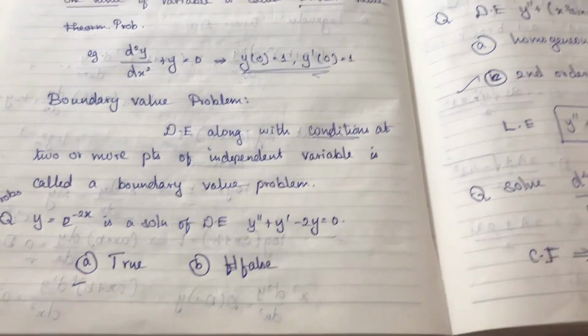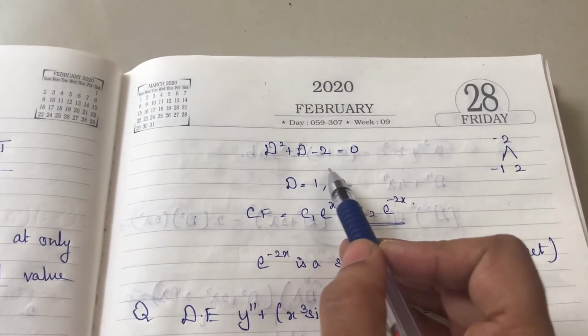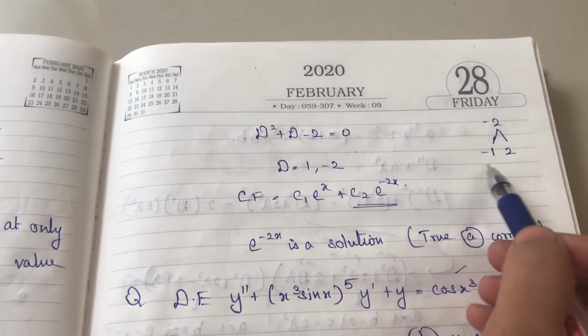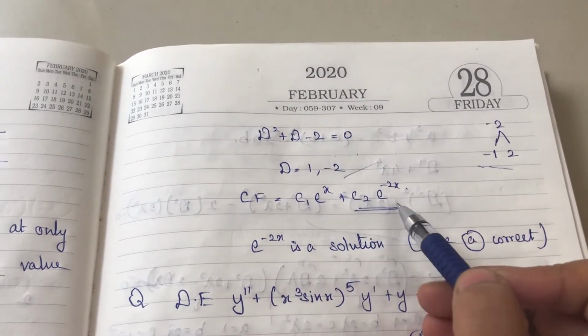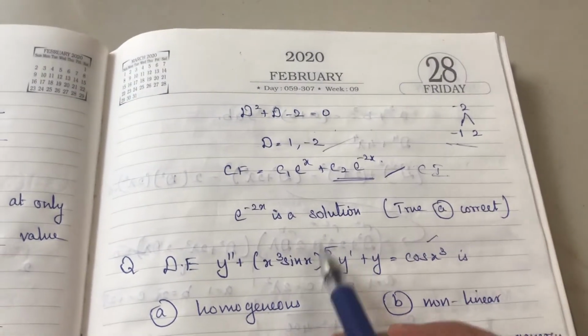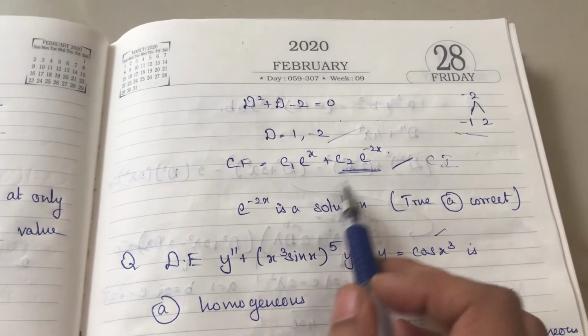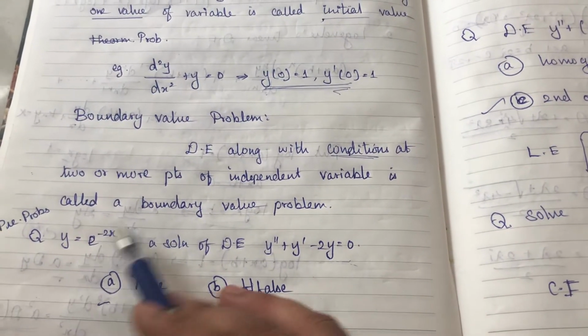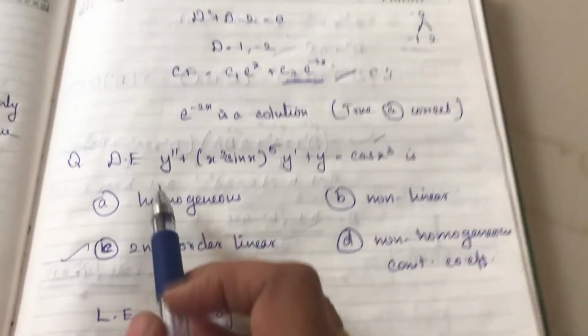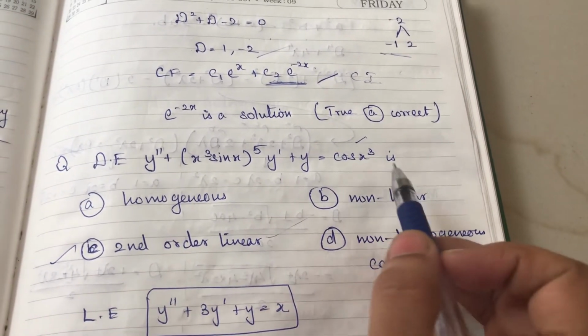What is the equation here? Just write it in the D operator: D square plus D minus 2 equals 0. So I can get the roots, and I am just writing the CF. After that, you can see that one of these is a solution, e power minus 2x. So we can easily verify e power minus 2x as a solution. So it is true.